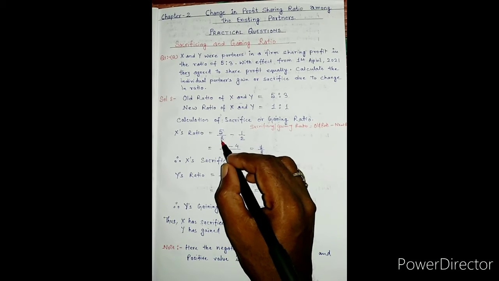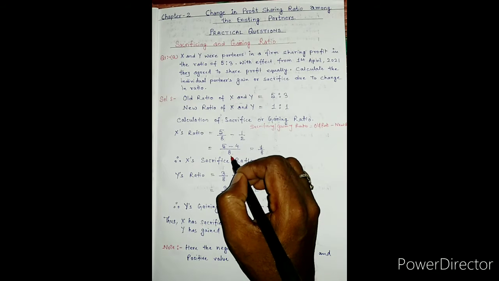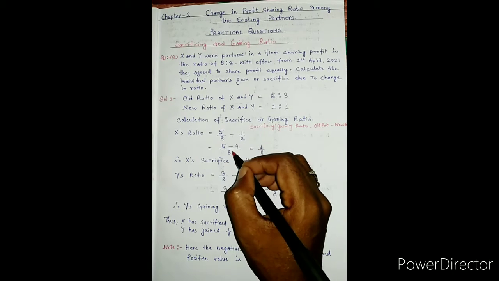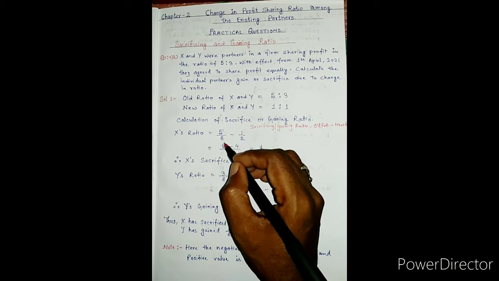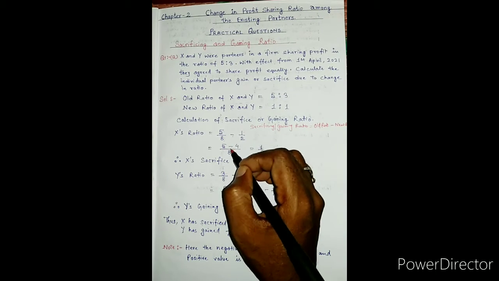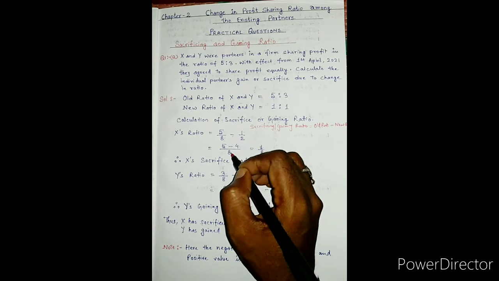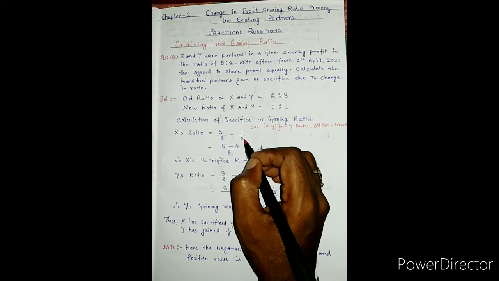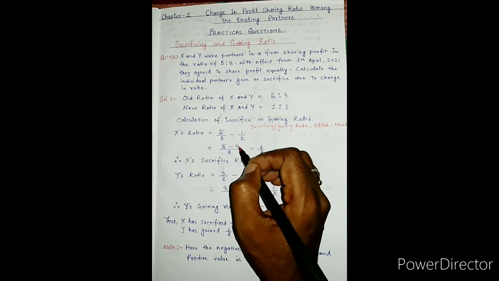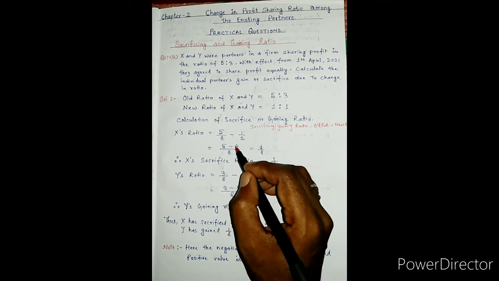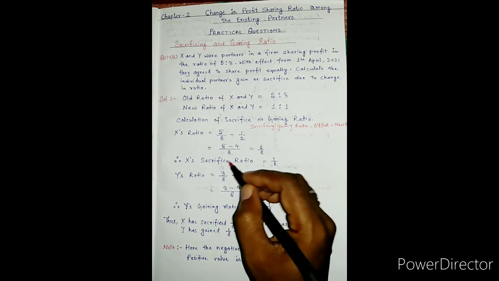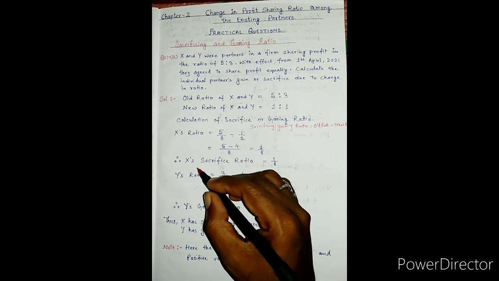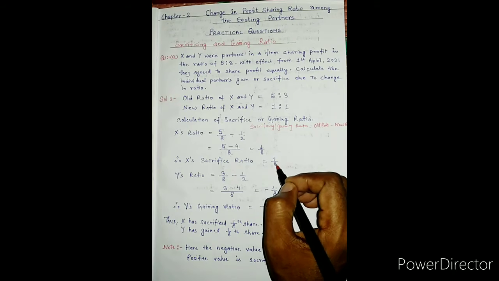Now take out the LCM of 8 and 2, we get LCM 8. Now divide 8 by 8, we get 1, multiply with 5, we get 5, minus. Divide 8 by 2, we get 4, multiply that 4 with 1, we get 4. Now subtract 4 from 5, we get 1/8. So this is the 1/8 part that X is sacrificing. So this is X's sacrificing ratio, 1/8.